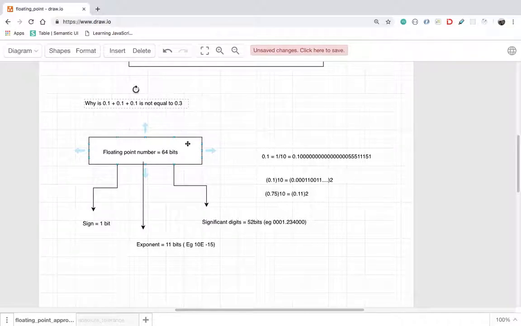In the next video, we shall talk about absolute and relative tolerance, and combine absolute and relative tolerance to figure out a way to make 0.1 plus 0.1 plus 0.1 equal to 0.3.